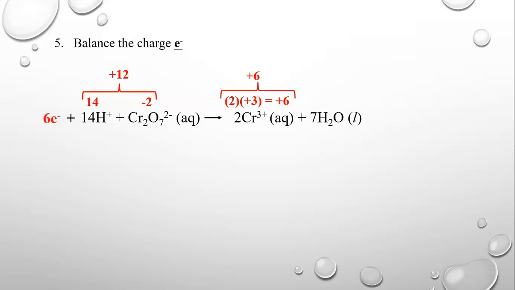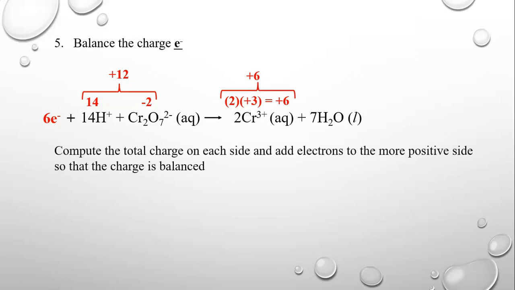The answer is you put them over on the left. You put 6 electrons on the left. So the +12 up on the top there, -6, which is the electrons are negative, gives you a +6. 12 minus 6 is 6. And that equals the +6 over on the right side. So that's how you balance the charge of the overall reaction. So compute the total charge on each side and add electrons to the more positive side so that the charge is balanced.